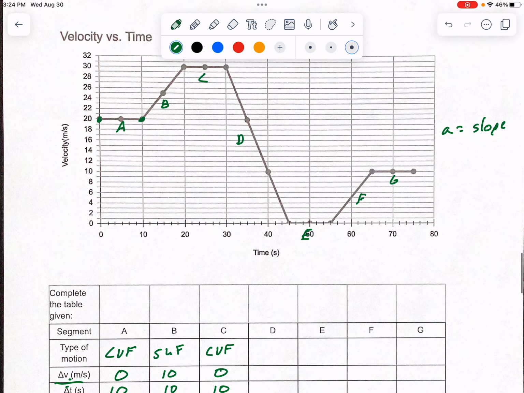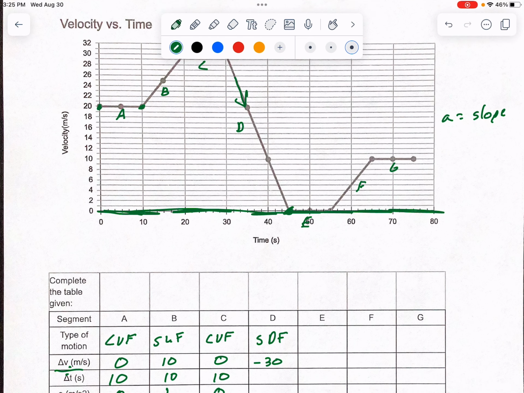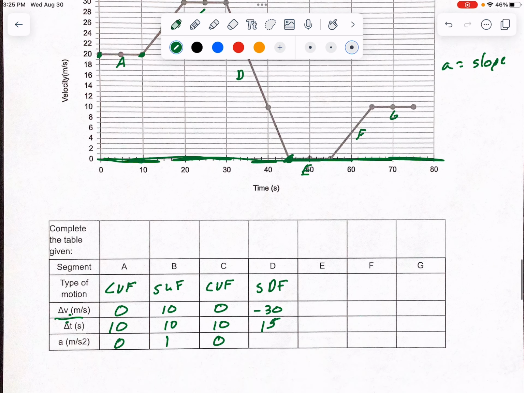Okay, then line D. So be careful with this. You're not changing direction. You're just going back towards the 0 line. So this whole thing down here is the 0 line. If you're going towards it, you're slowing down. So D is going to be slowing down forward. Now your change in velocity is, where did you end versus where did you start? You ended at 0, and you started at 30. So 0 minus 30 gives me a change in velocity of -30. Now, how long did it take? It took us 15 seconds, started at 30, ended at 45. So -30 divided by 15 gives me an acceleration of -2 meters per second squared.